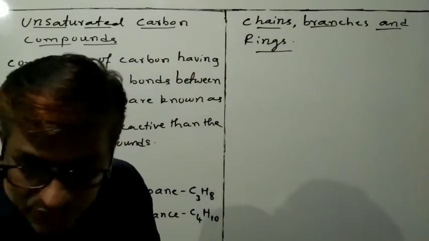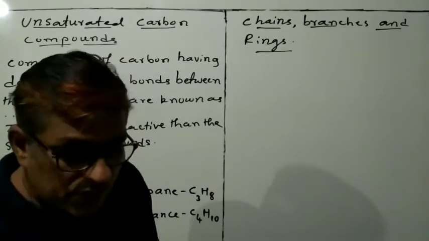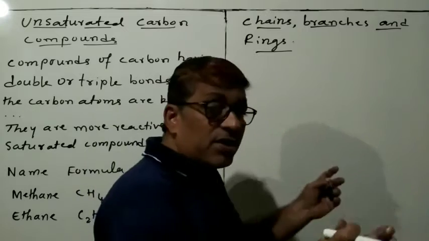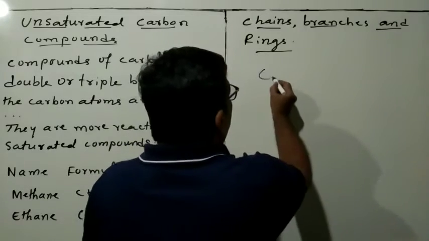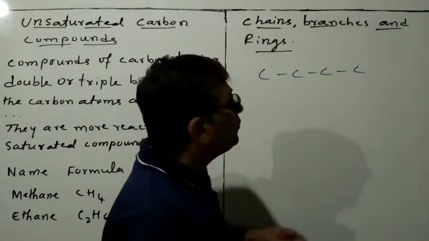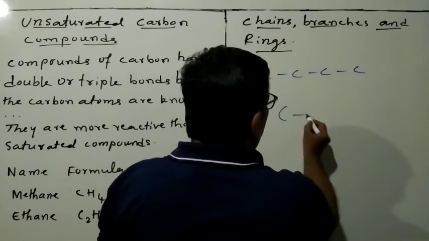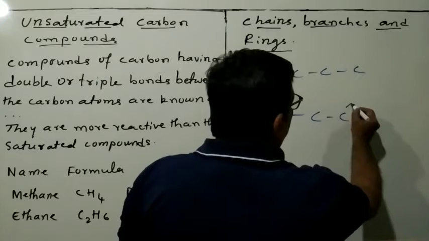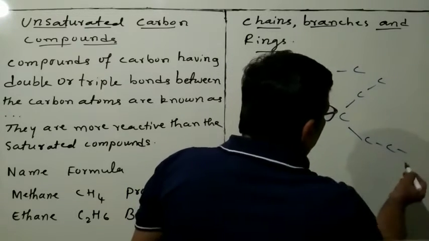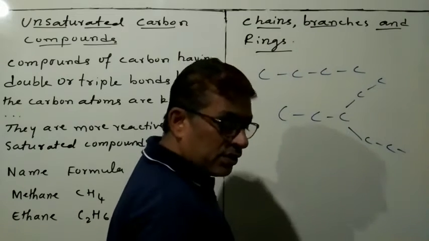Chains, branches and rings. So you know that chains, branches and rings, this you will learn. Chains means carbons, you know, between the carbon atoms. So like this way, chains. And branches, branches also like this. See, look here now. So here and here. Okay, so like this way, branches.